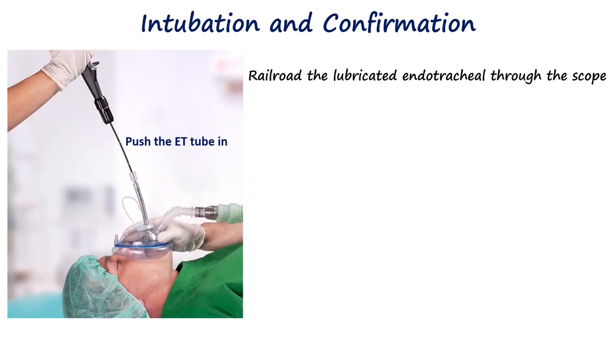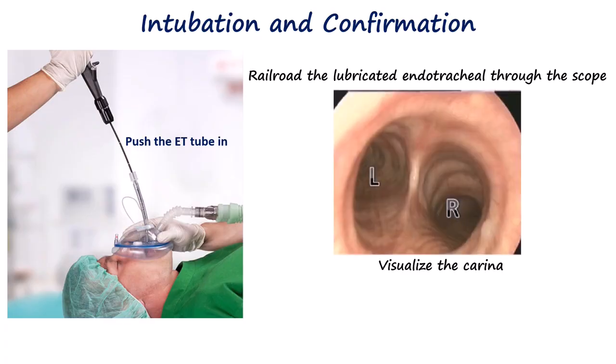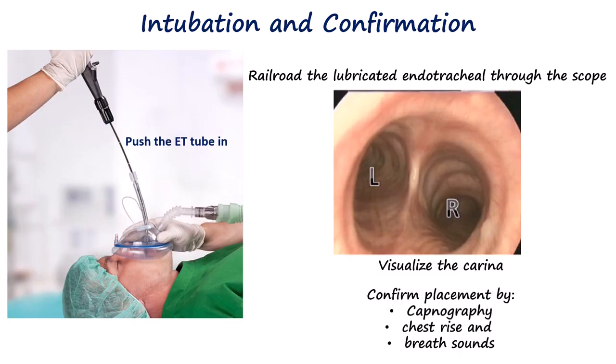Once the tube is positioned, we should visualize the carina through the fibroscope to confirm that the tube has entered the trachea correctly. The fibroscope is then withdrawn carefully, the cuff is inflated, and the anesthetic breathing circuit is attached. We confirm correct tube placement by observing capnography, chest expansion, and bilateral breath sounds.